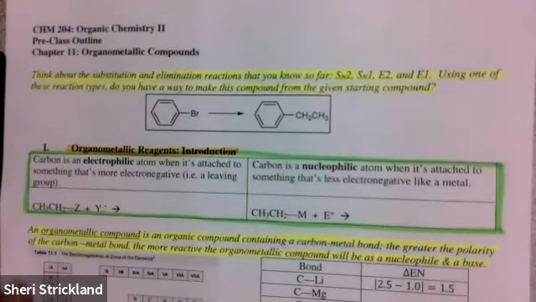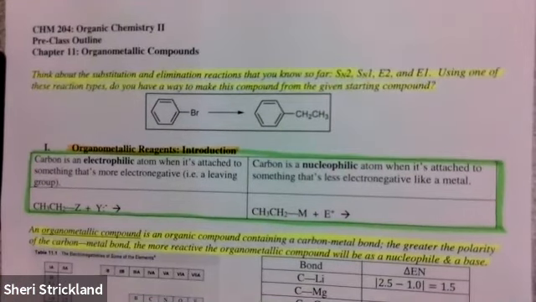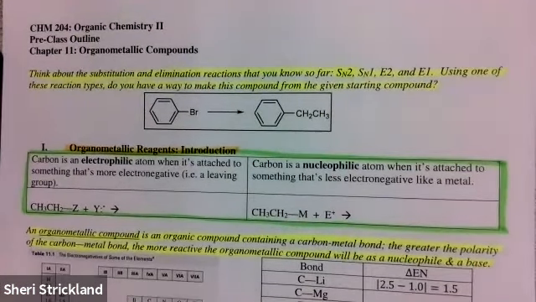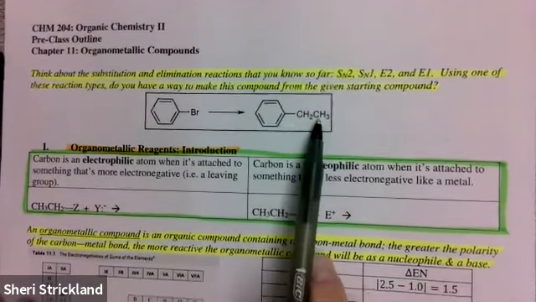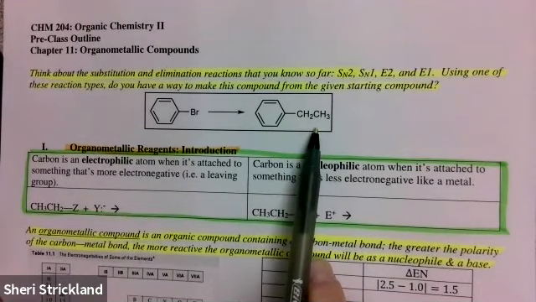Okay, so first of all, I have a question for you. Think about the substitution and elimination reactions that you know so far, SN2, SN1, E2, and E1. Using one of these reaction types, do you have a way to make this compound from the given starting material? So this is bromobenzene, and my target is ethylbenzene.